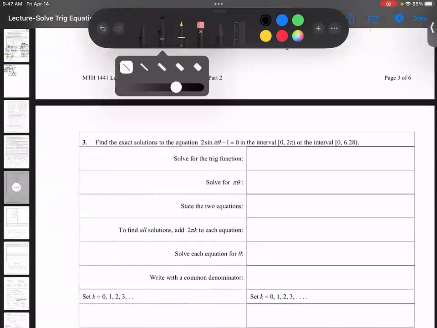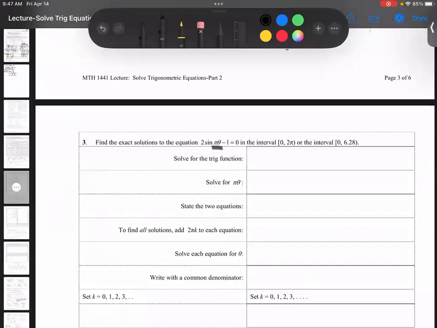What if my angle is no longer theta, it's pi theta? Then my periods will change. I'll explain that later, but let's solve this one. Solve the trigonometric function.